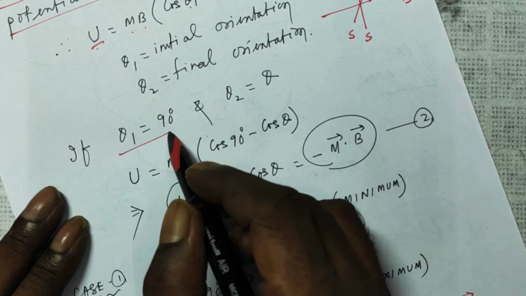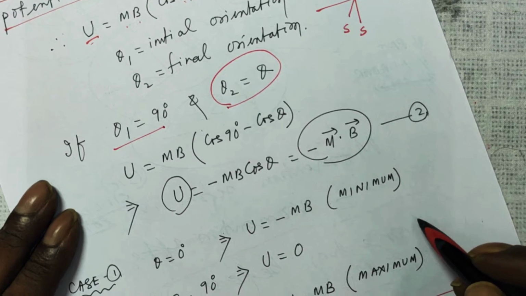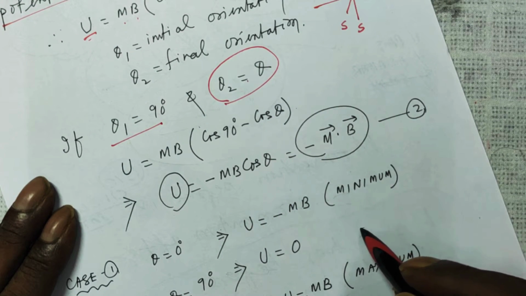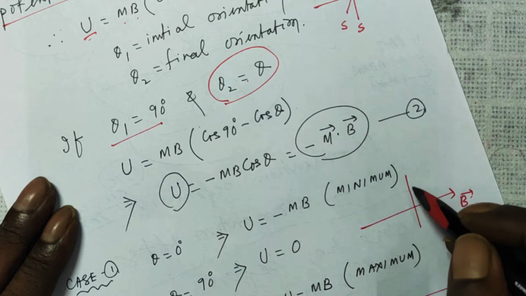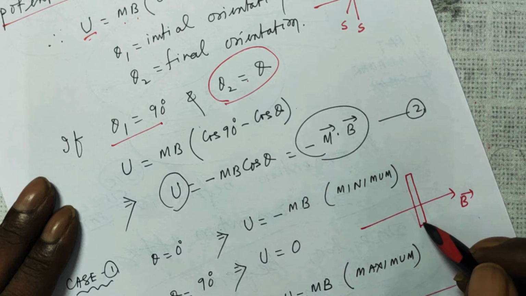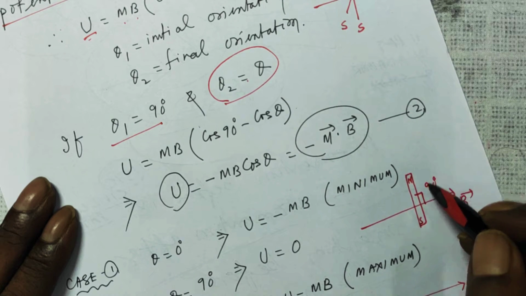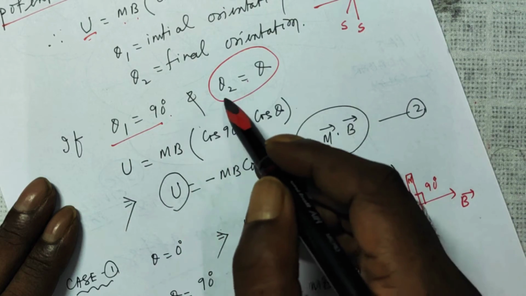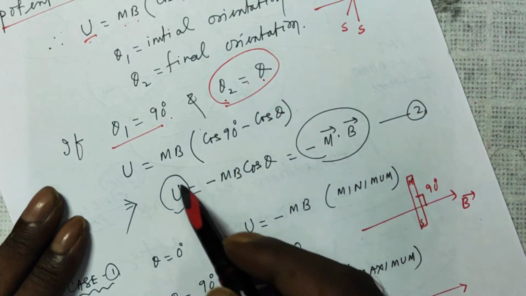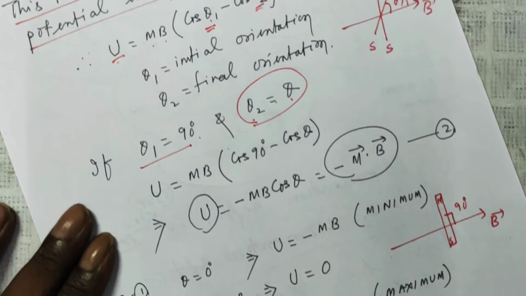Now what happens if theta 1 is 90 and theta 2 is theta? What do you mean by this? Magnetic field was this way. Initial position means the magnet was like this. This is your south, this is your north. Initial position theta 1 is equal to 90, and from this position to some other position, theta. So for theta 1 put 90 and for theta 2 put theta.